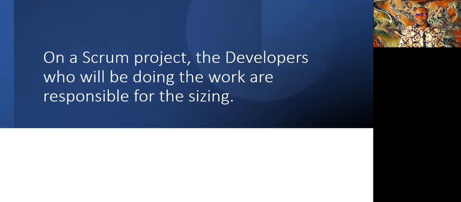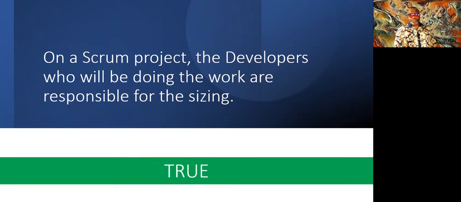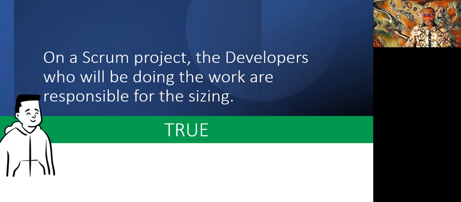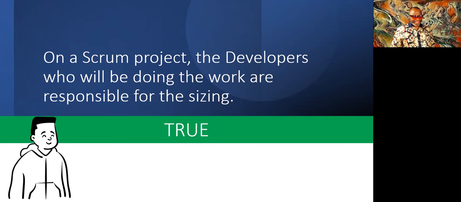This one says, on a Scrum project, the developers who will be doing the work are responsible for the sizing. Is that true or false? What do you think? If you need more time, hit the pause button. 3, 2, 1. This is true. People doing the work, they are responsible for sizing the work. It's absolutely true. All right, we have just one final question for you. Let's take a look at our final question here. This will close us out for today.